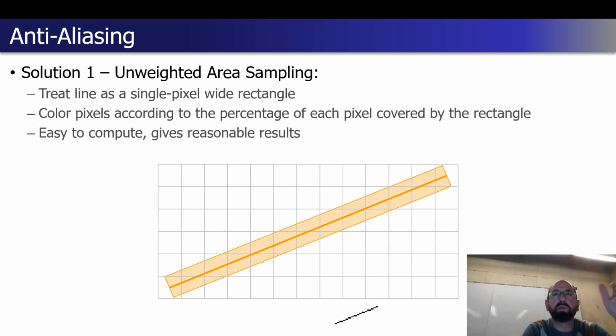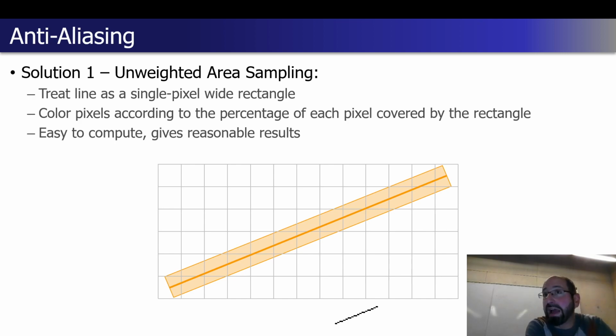There are all sorts of approaches to perform so-called anti-aliasing. It's not exactly the same as what people in signal processing would refer to as signal reconstruction, but there are a lot of similarities there. One approach is so-called unweighted area sampling. The idea is that instead of rasterizing a line, you treat those edges as a single pixel wide rectangle. When we do the rasterization of that rectangle, we then determine how much of each pixel is actually being covered by that rectangle. So it's not a 1 or 0 issue anymore.